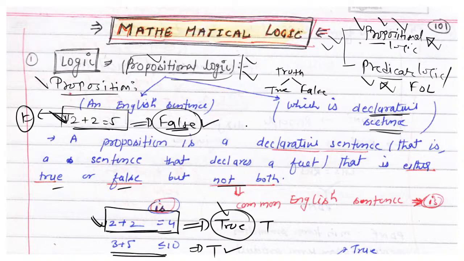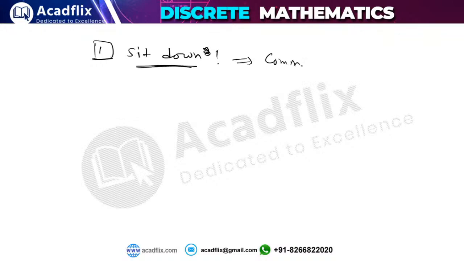Some statements are not proposition. Let me give you some examples that some statements are not propositions. Let's see this sentence, sit down. Now this is not a declarative statement, this is a command. Remember, this is a command, this is not a declarative statement. With this sit down, we cannot say whether it is true or false.